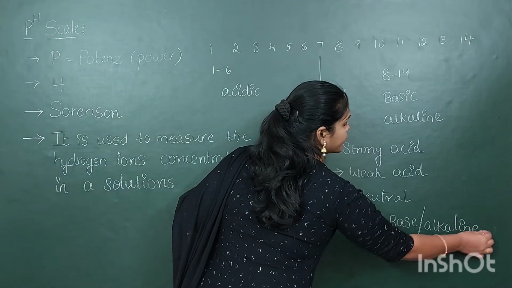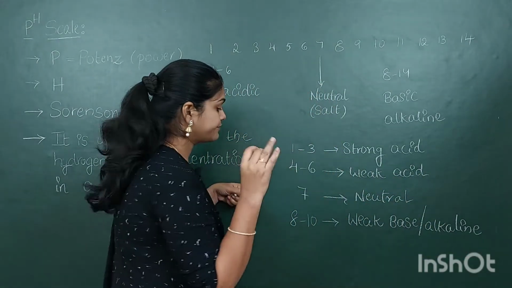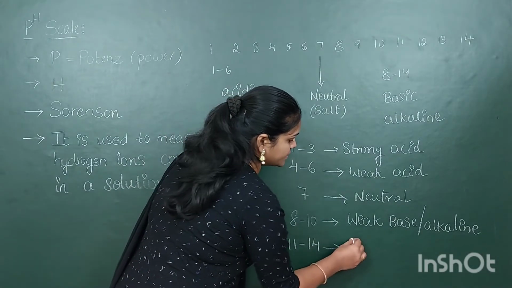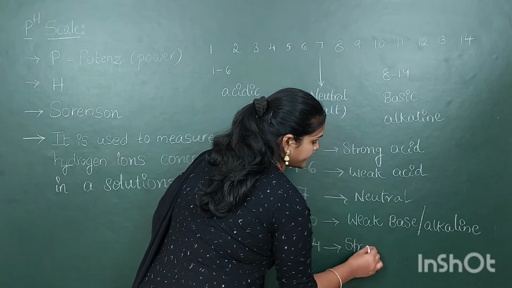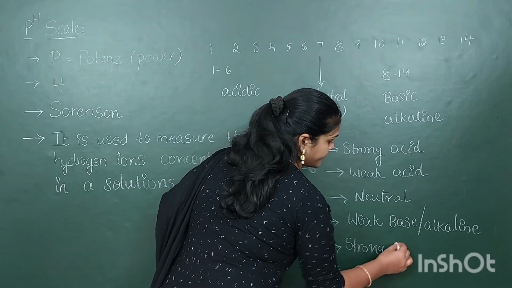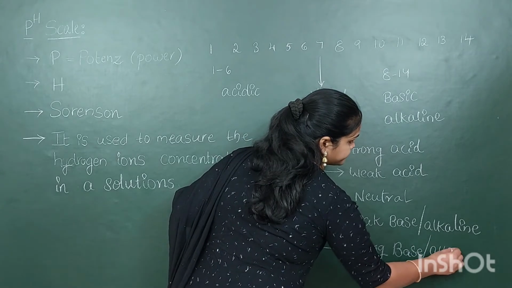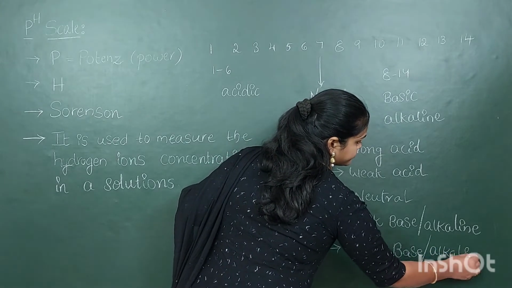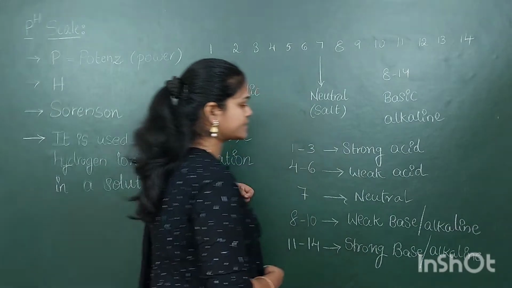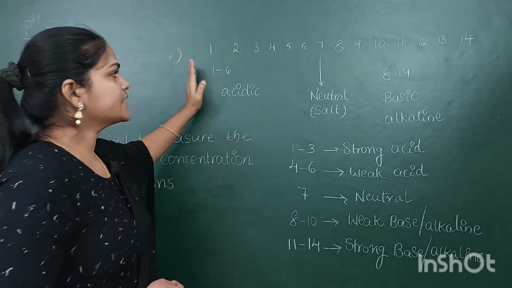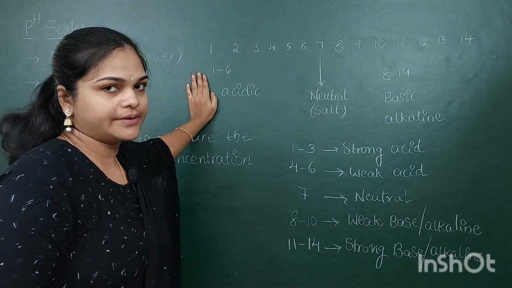If you get a pH value of a solution from 11 to 14, it is a strong base or strong alkaline. So the pH scale is going to have 14 numbers.